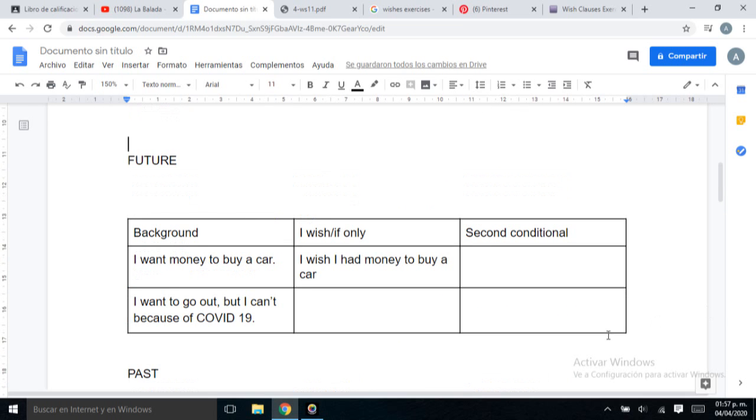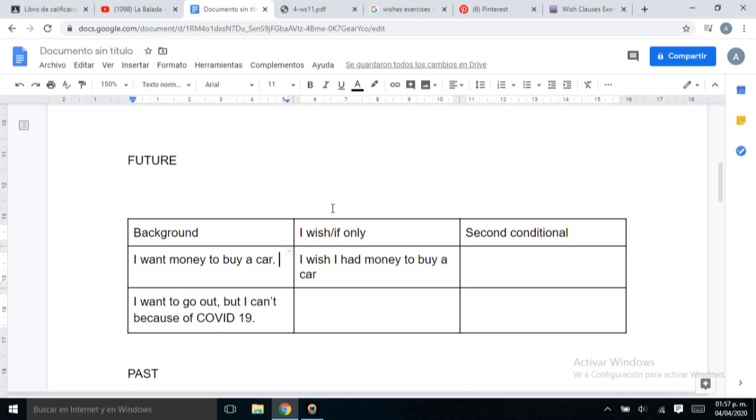We have here some sentences and we have to do basically the same that we did. We have a column that represents the background, then I wish or if only, and second conditional again. As you remember, second conditional can be used for imaginary situations in my present or in my future. Let's have some examples. I want money to buy a car. I wish I had money to buy a car.